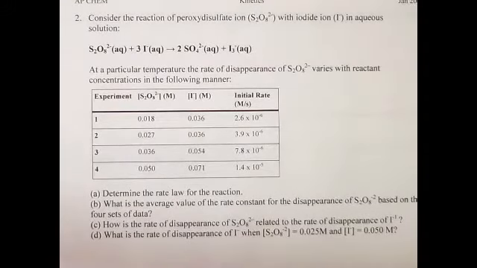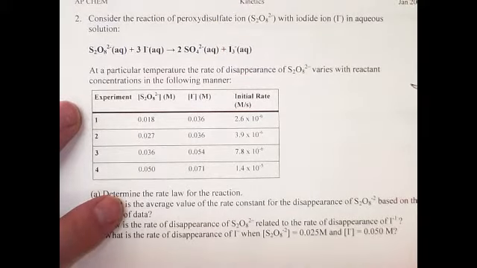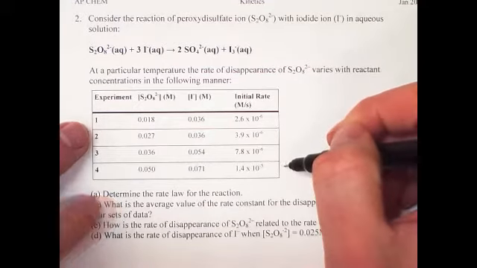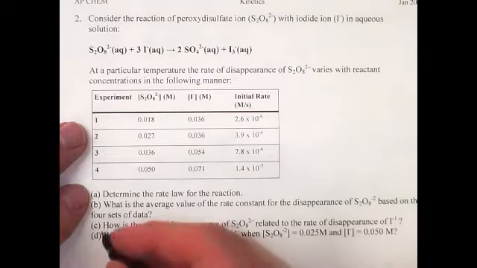For question 2, we're going to look at something that's very similar. It's essentially the same idea, except it's a different reaction. It says, consider the reaction of peroxydisulfate ion, S2O8 2-, with the iodide ion. This is actually part of the reaction that we would have completed in lab. So it says, at a particular temperature, the rate of disappearance of S2O8 varies with reactant concentrations in the following manner. So once again, we get our table of data. For letter A, it says, determine the rate law.